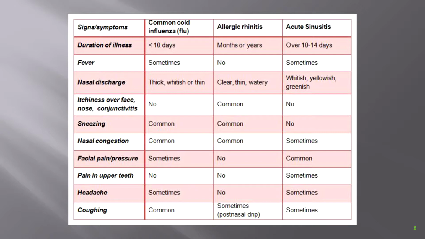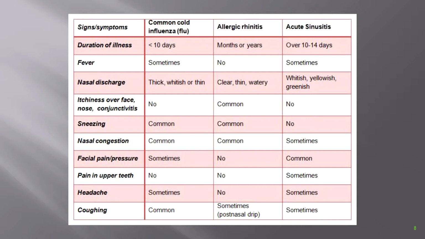So normally we dig more in the history, because to me, most of the time when I dig more in the history, before I put a scope in, I will more or less know whether the patient has sinusitis or allergic rhinitis or something else. Of course, the endoscope will confirm or even give me more information. So history taking is very important.